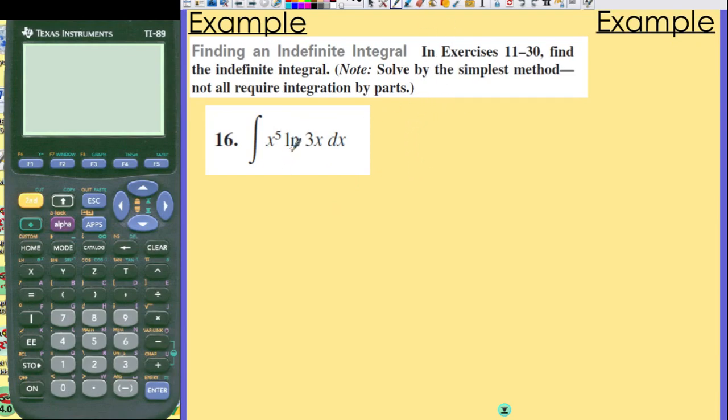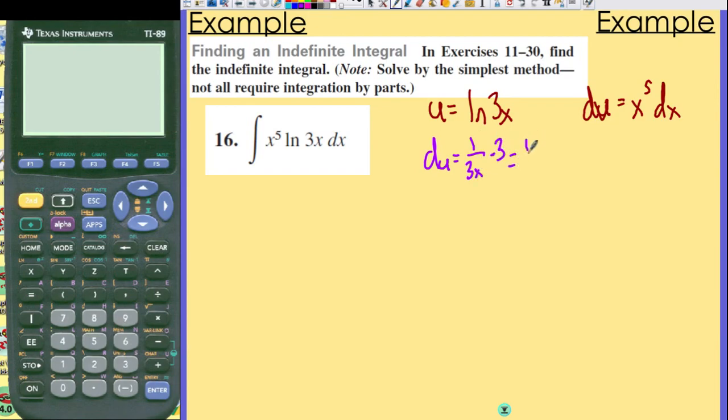Video paused. So like it was suggested before, if you have a natural log, make that your u. Make your dv the x to the 5th dx. Deriving the du is going to be 1 over 3x times 3, which reduces to 1 over x. The v is going to be x to the 6 over 6.